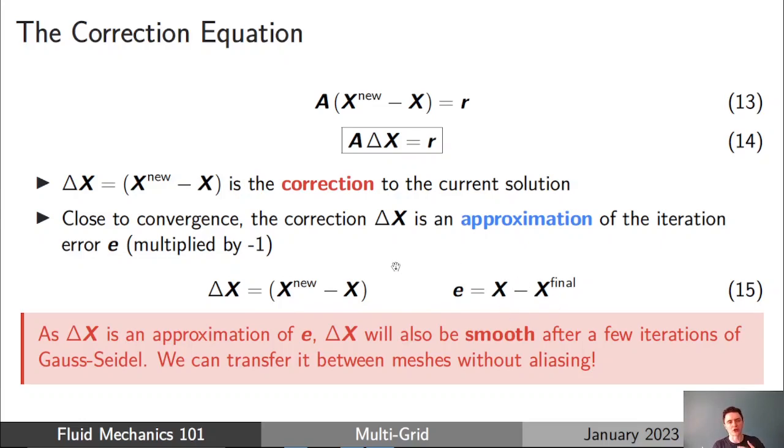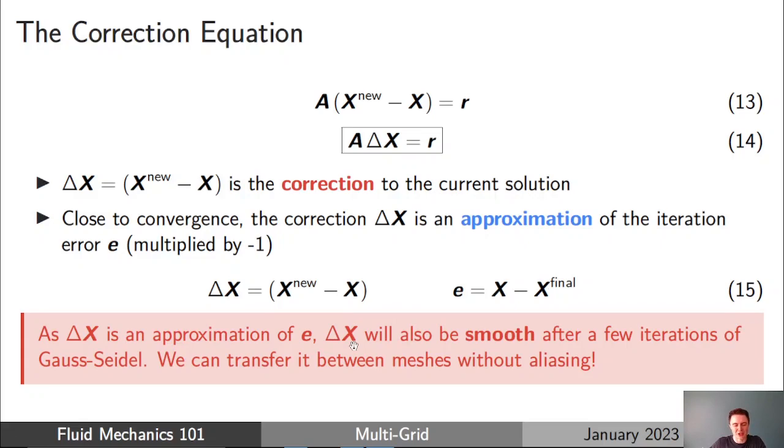So as we approach convergence, when we've done maybe 10, 15 or 20 iterations, of course, x new is going to tend towards x final. And that tells us that because delta x, the correction, is an approximation of the iteration error multiplied by -1, then the correction will be smooth after a few iterations of the Gauss-Seidel algorithm. The iteration error is smooth, so the correction will also be smooth. And that is a really important result that's missed out of many different discussions of the multigrid method.